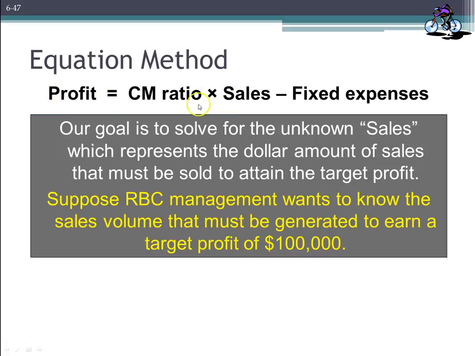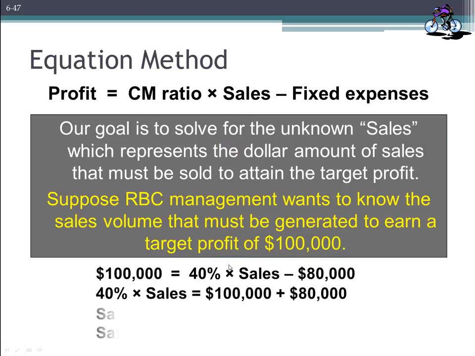So what we want to do, of course, is just plug in the numbers that we already know. We know what the target profit is. That's $100,000, right? That's what the manager is looking for. And we know what our contribution margin ratio is. It's 40%. Again, that comes from slide number 2 that will be given to you. And we know what the fixed expenses are. Those are also given to you. That's $80,000. What we don't know is the total amount of sales that we'll need in order to generate that $100,000 of profit.